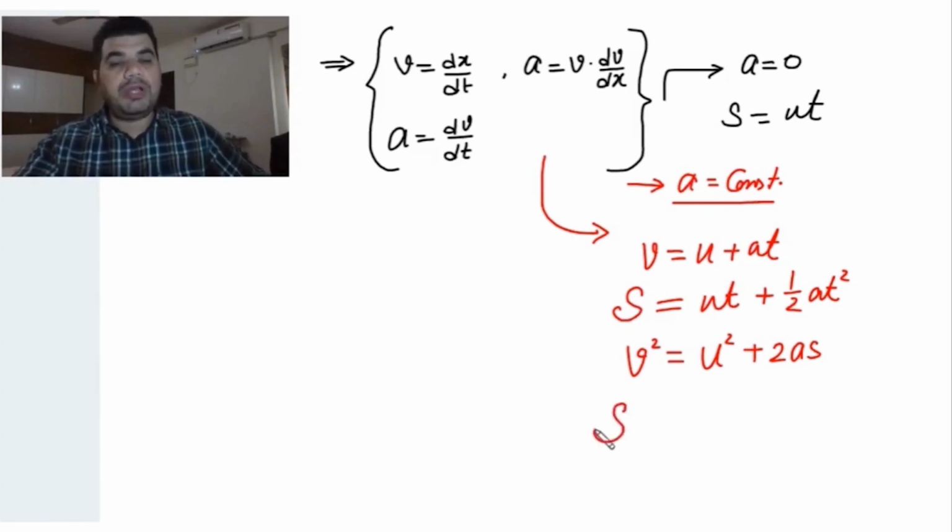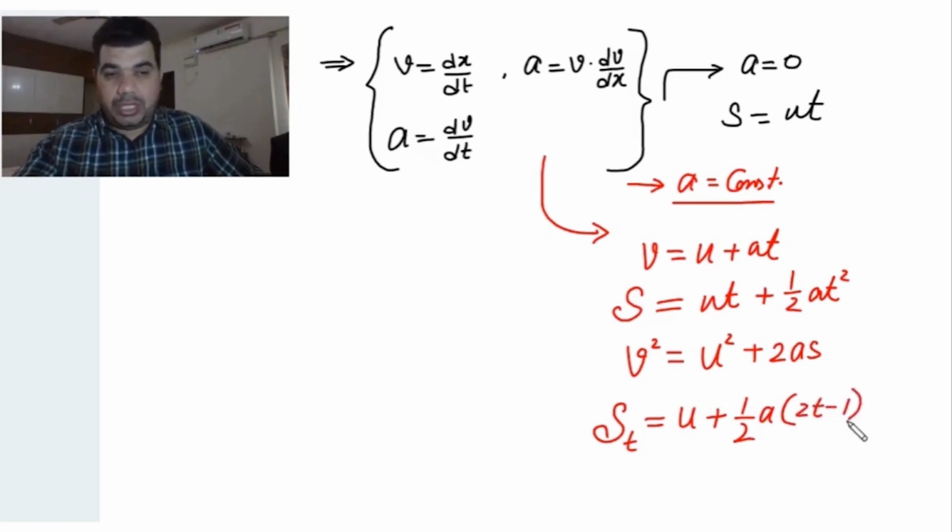And one more equation, my dear student, that you have to remember. बहुत confuse होती है लेकिन आता है use इसका. That is u plus half a (2t minus 1). Why we use it and what is it for specifically?